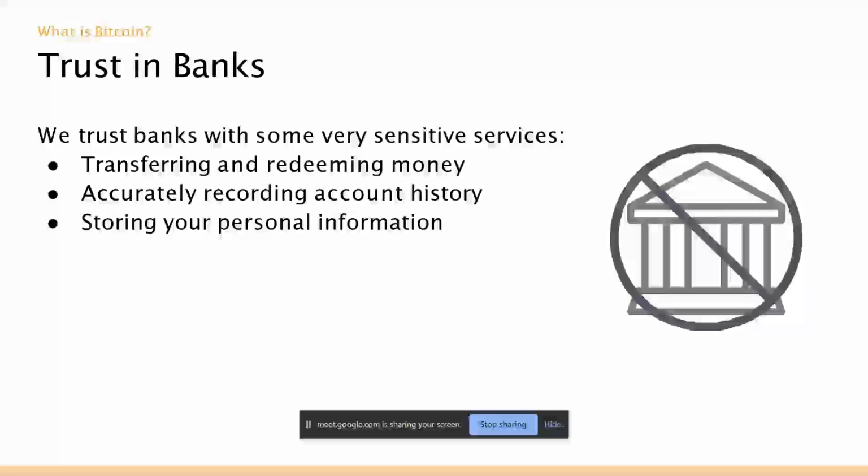Now, let's see why we trust in banks. We trust banks with some very sensitive services like transferring and redeeming money, accurately recording account history, and storing your personal information.